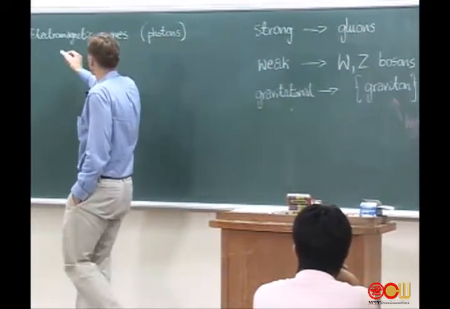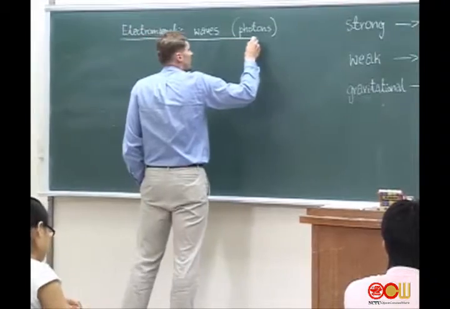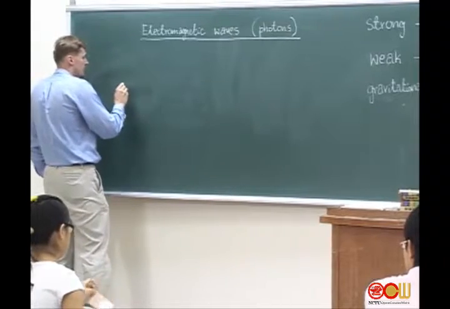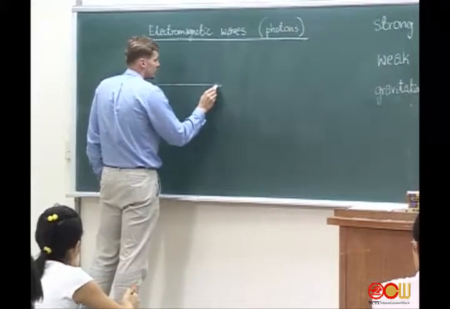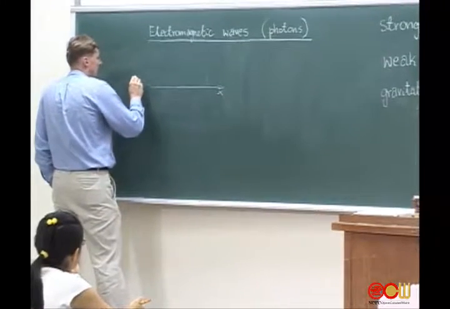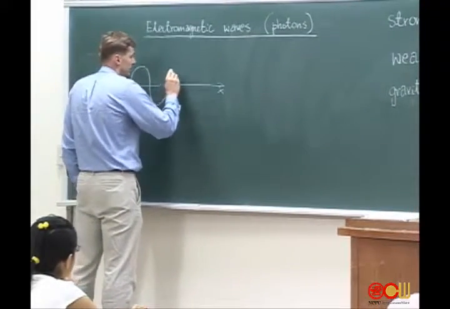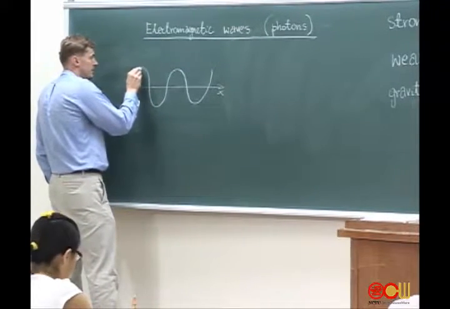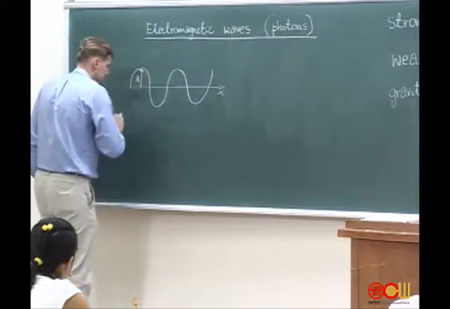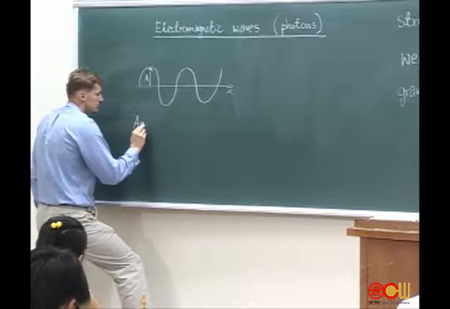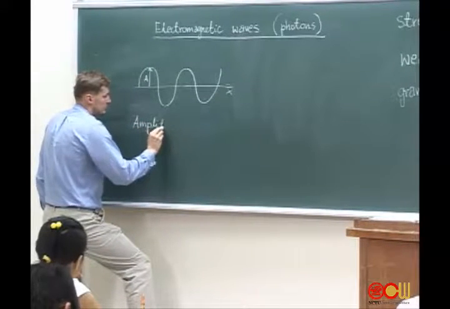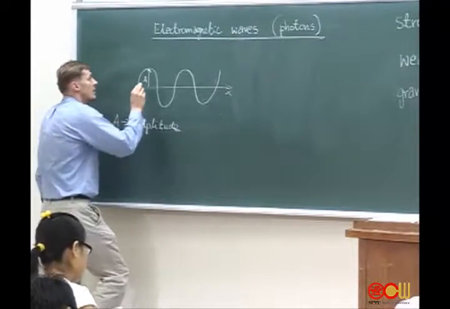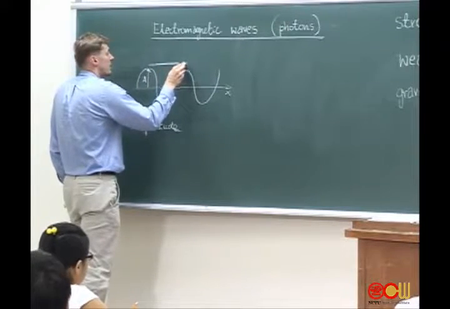Today we'll be discussing the electromagnetic waves that sometimes are called photons, and I will say in a moment when they are called photons. So first, when you have an electromagnetic wave, you have the direction where it goes, some x, and you have the electric field and the magnetic field changing like a sinusoid that way. There are a few things that define this. First one is the amplitude. Second is the wavelength.